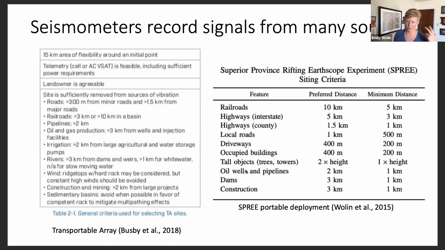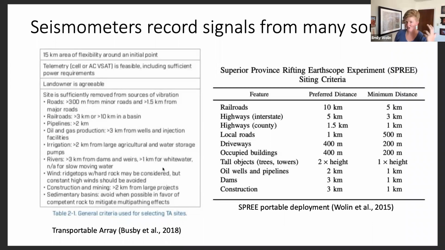Resource extraction, oil wells, mining, quarry blasts, rivers, moving over a dam, or if it's a very rocky river, producing a lot of noise. People have actually used seismic instruments to study sediment transport, construction.